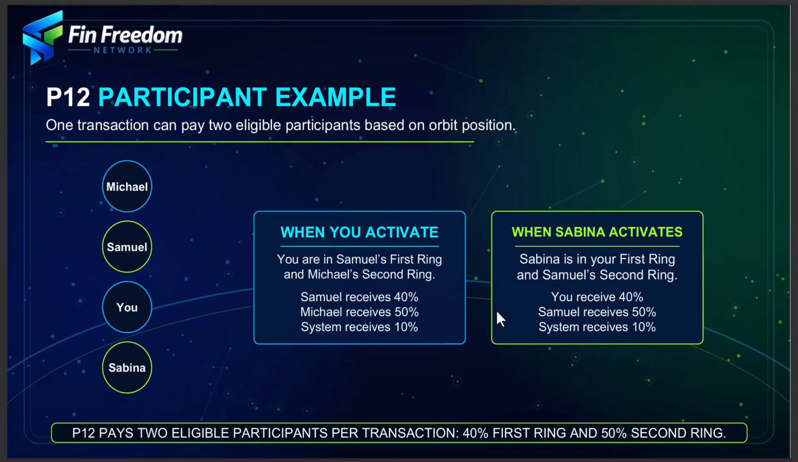Okay? Then when Sabina is your partner, you are the one that sponsors Sabina. When Sabina activates her P12 orbit, you, who is the sponsor of Sabina, because Sabina is in your first ring, you receive 40%. And because Sabina is in Samuel's second ring, Samuel receives 50%. Then 10% goes to the NFT pool. Do you understand? So every time someone activates, 2 people earn money. Every time someone activates in P12, 2 people are going to earn money.